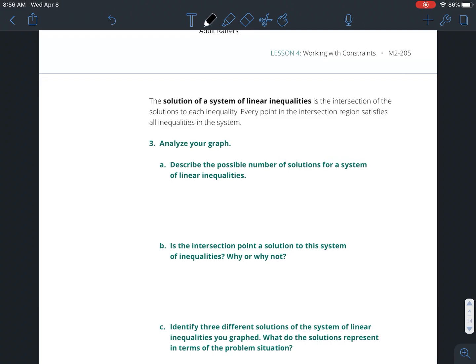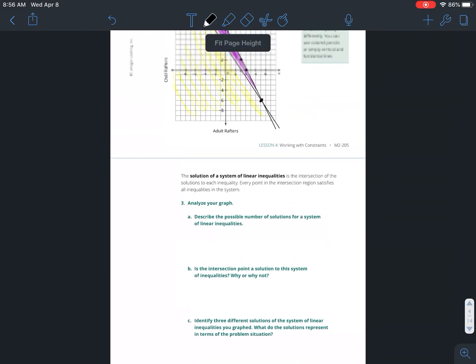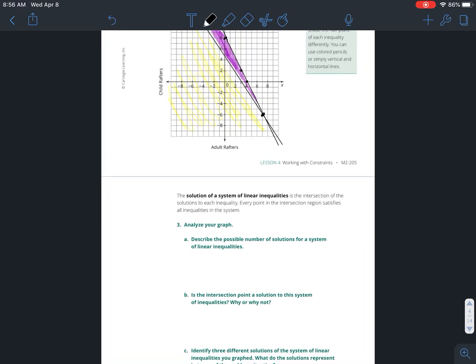So for this one, a solution would be anything inside the two lines that are purple. So I would just say anything inside the two overlapping planes, meaning the purple area overlapping. All right. Give me a second, guys.